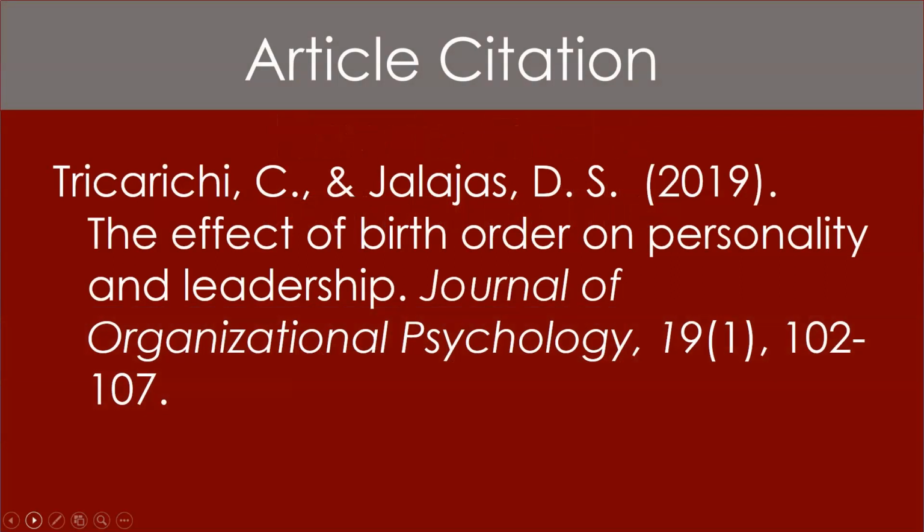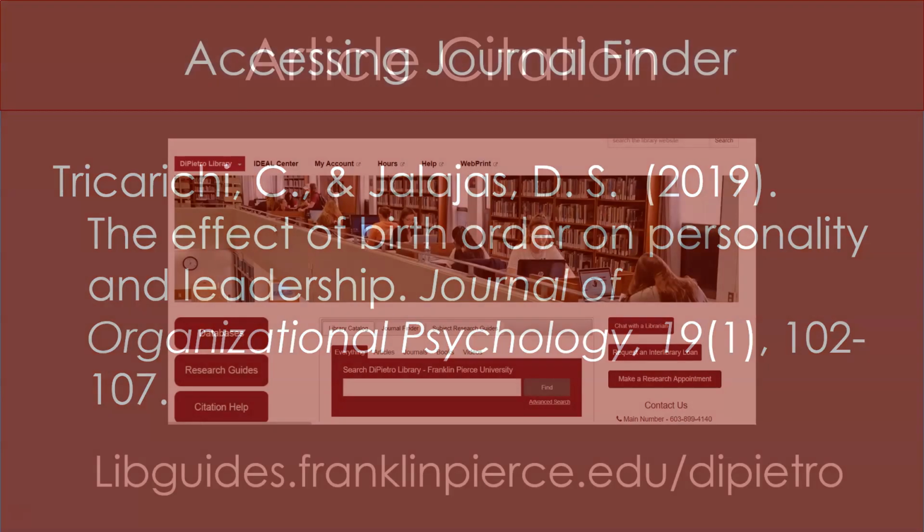First, be sure you have the complete citation for the article you need. In addition to the article title, you'll need the journal title and volume and issue numbers. For this demonstration, we'll use this citation on the screen, The Effect of Birth Order on Personality and Leadership, published in 2019 in Volume 19 and Issue 1 of the Journal of Organizational Psychology.